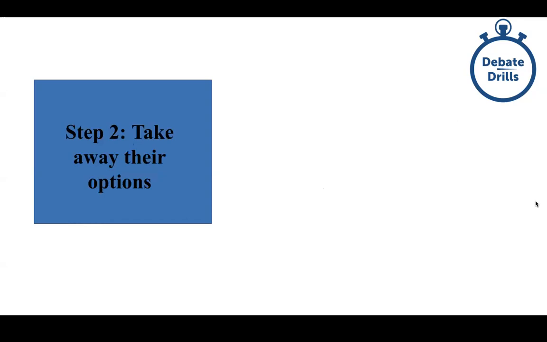So now step 2 is to take away their options, right? We talked a lot about how to give yourself options for what to collapse on later in the debate, but how do you take away their options and make sure that you have all of the leeway and all of the wiggle room and they do not? A couple of things here.